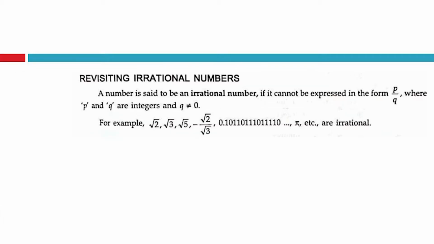Next, revisiting irrational numbers. A number is said to be an irrational number if it cannot be expressed in the form p by q, where p and q are integers and q not equal to 0. For example, root 2, root 3, root 5, minus root 2 by root 3, pi, etc.